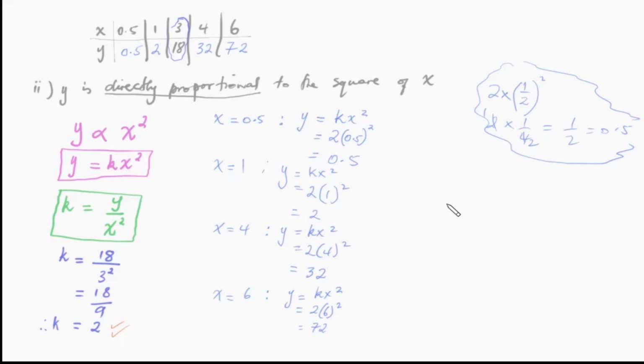So let me give you an assignment here. Do this on your own. Complete that table for this statement. Y varies as 1 over x squared. Can you complete the same table using this statement?